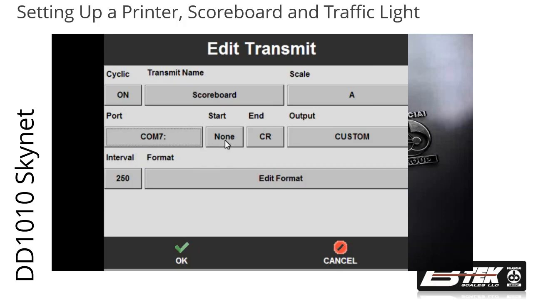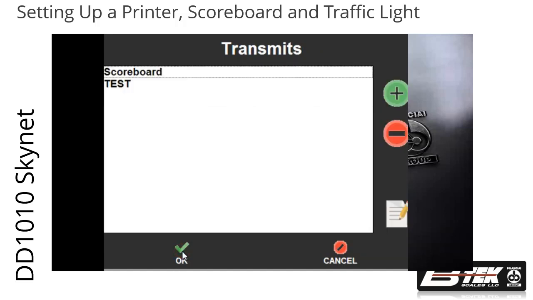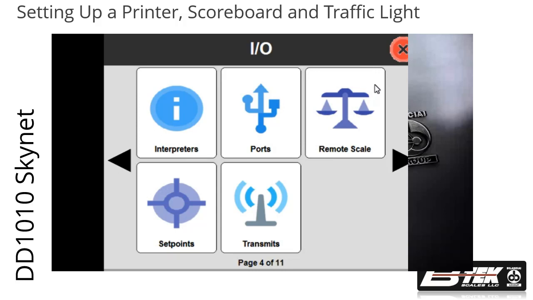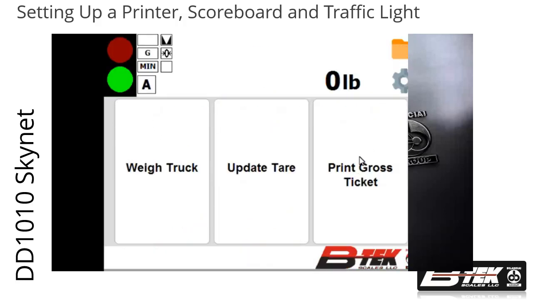Then we're going to change the start character, which is going to be a start of text. The end character will be a carriage return line feed. And then the output format, continue to press this, and we'll change it to B-TEK. So now we're going to be continuously streaming the B-TEK string out of COM port 7 at 9600, 8 none, and 1. And click OK, and exit out. And now our printer is functional and our scoreboard is functional.